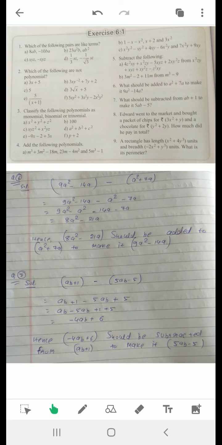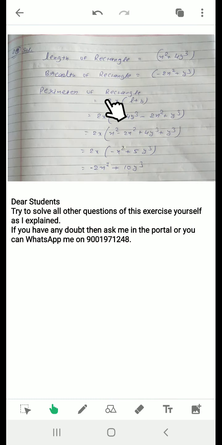And in question number 9, the rectangle has a length x square plus 4y cube and breadth minus 2x square plus y cube. What is its perimeter? The length and breadth of the rectangle are given, and we need to find the perimeter of the rectangle. The perimeter of a rectangle formula is 2 multiplied by (length plus breadth). So first of all, I will add the length plus breadth in the bracket.